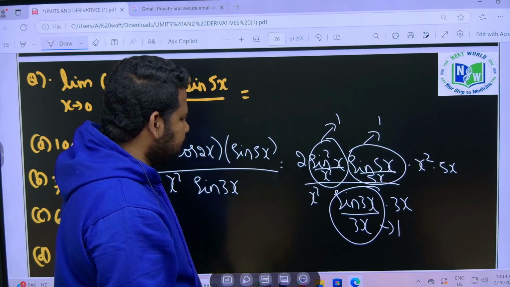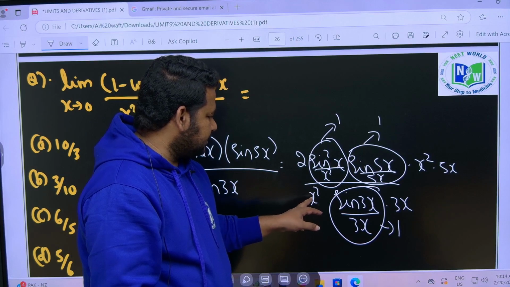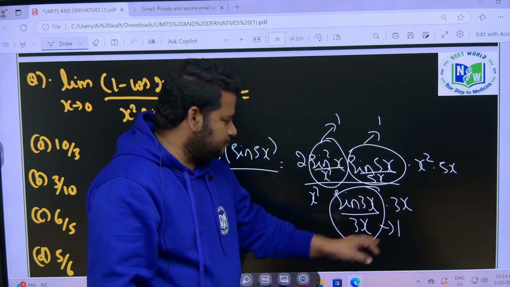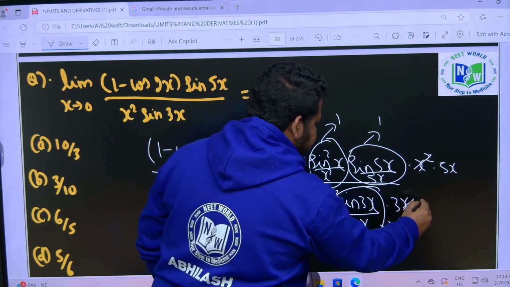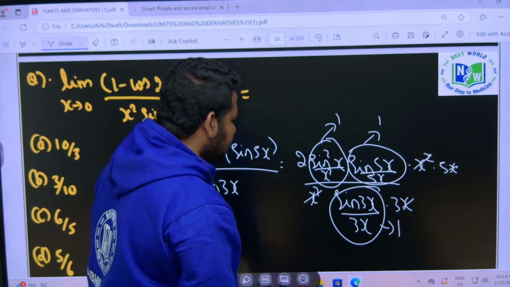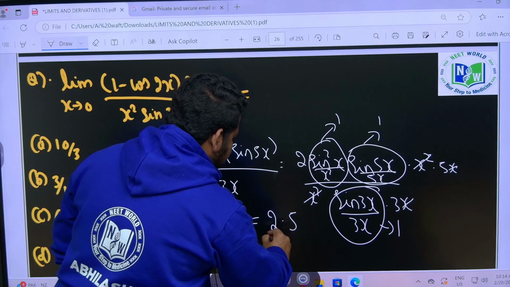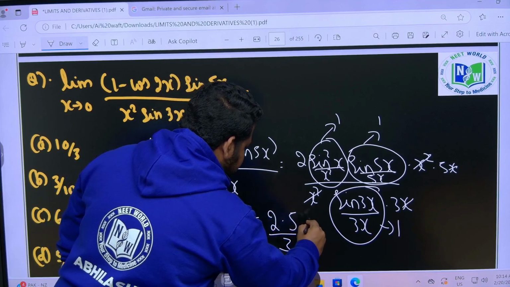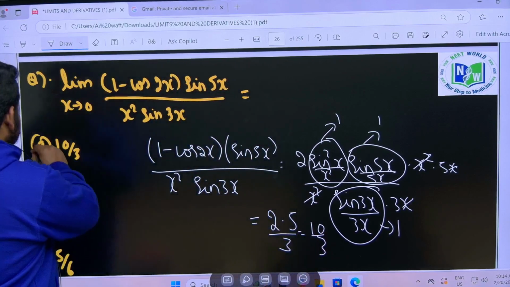Now we have x cube here, x into x is x cube. Here x square is there, here x is there. I'll cancel. Now what am I left with? I am left with 2 into 5 by 3, that is 10 by 3. Got it? The answer is 10 by 3.